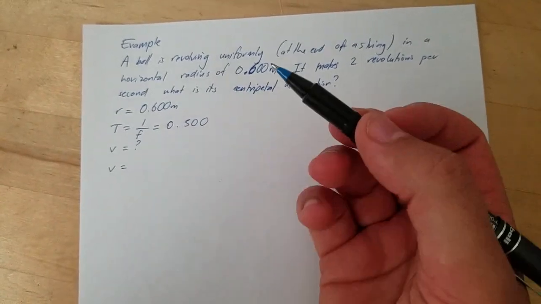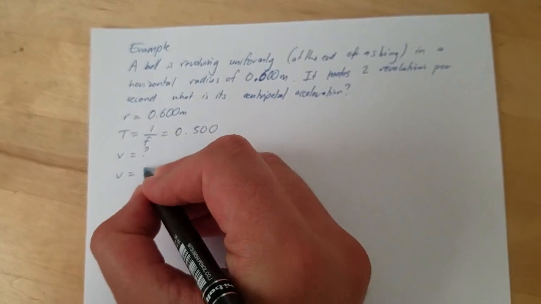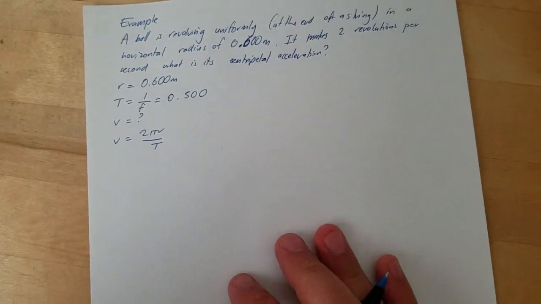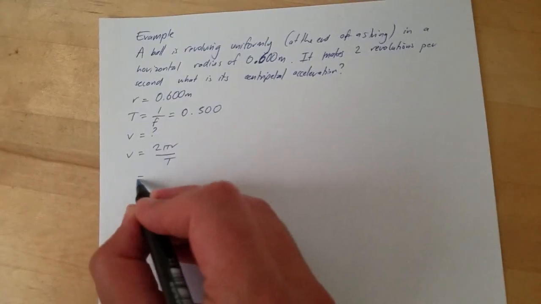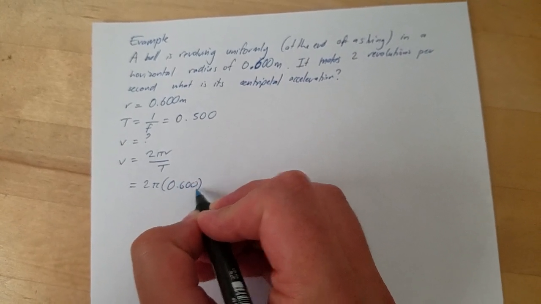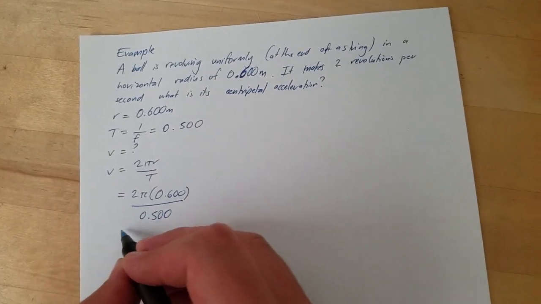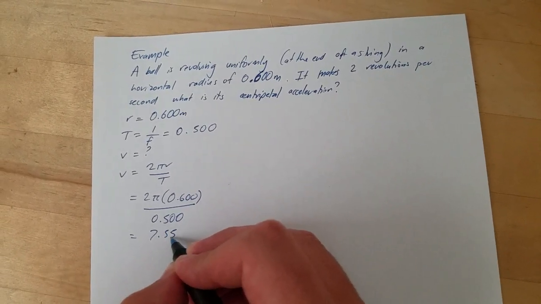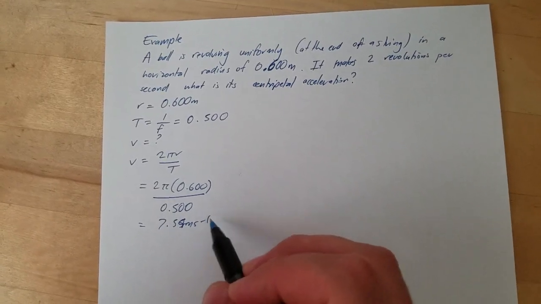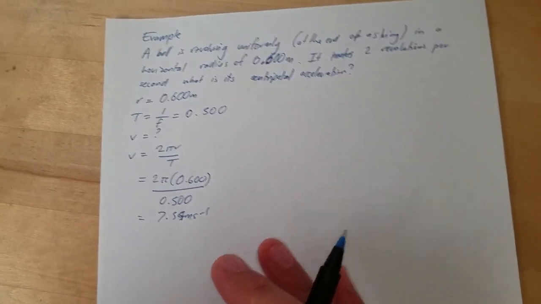The velocity is unknown, but we can now use the new formula that we've just come up with, which is 2 pi r on T. So that's going to give us 2 pi times 0.600 on 0.500, which equals 7.5454 meters per second.